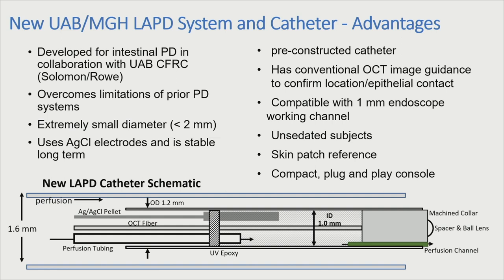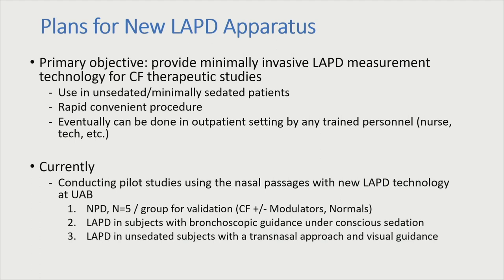It also has OCT image guidance to confirm location and epithelial contact, and it's compatible with an endoscopic working channel and potentially could be used in unsedated patients, with a more compact plug-and-play type console for use at multiple centers, akin to what was done with the NPD trial that I showed you data for a few moments ago. Our plans for this new LAPD apparatus are to provide a minimally invasive LAPD measurement technology for CF therapeutic trials, really thinking about early phase proof of concept and early efficacy endpoints for physiologic endpoints that could be used in unsedated and minimally sedated patients, could be a rapidly convenient procedure, and could be done potentially even in an outpatient setting by trained personnel, and at multiple centers.